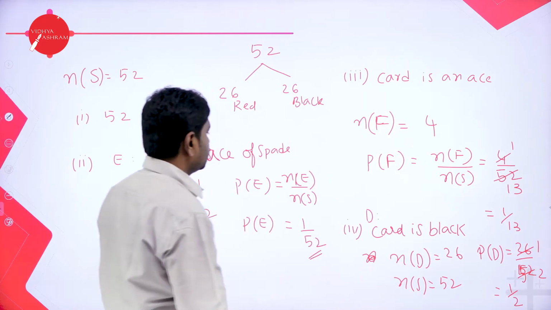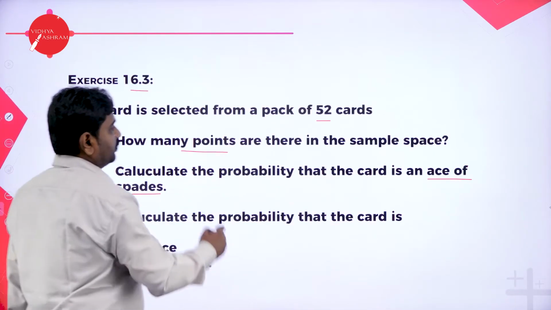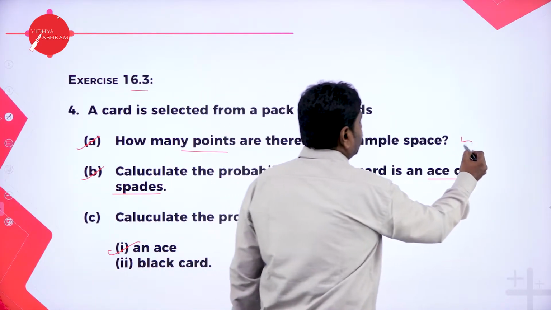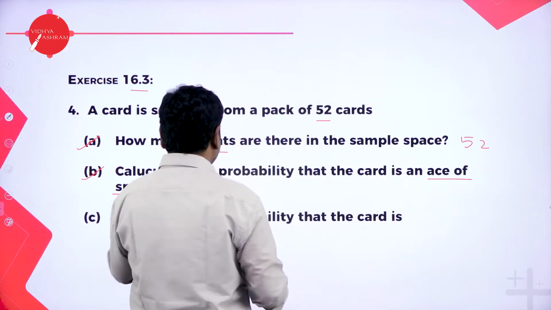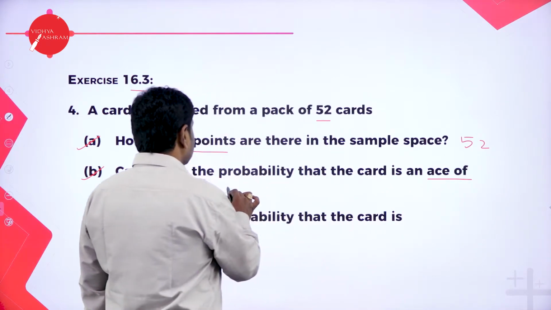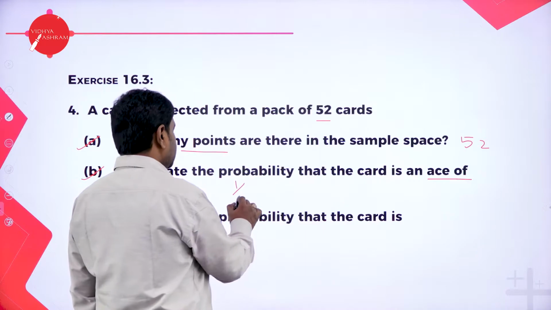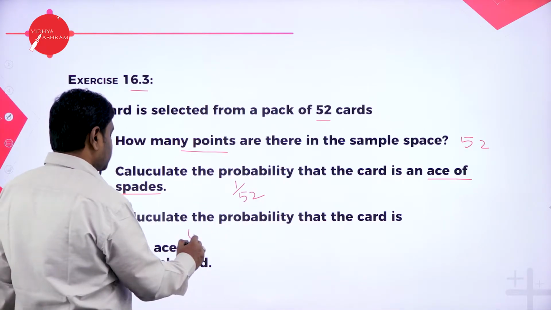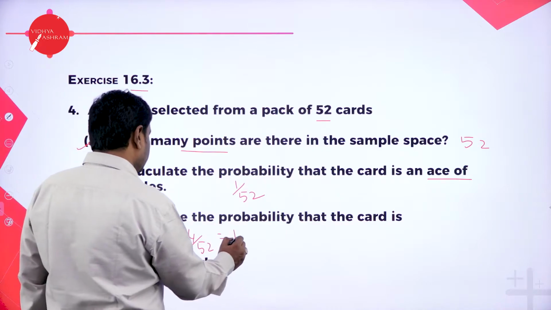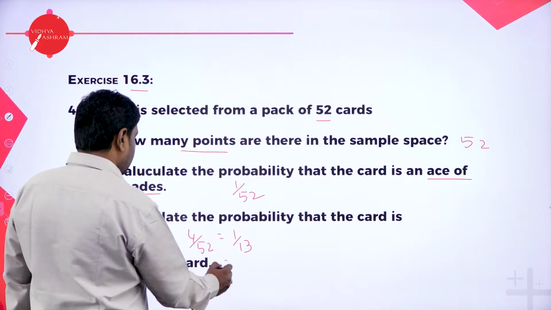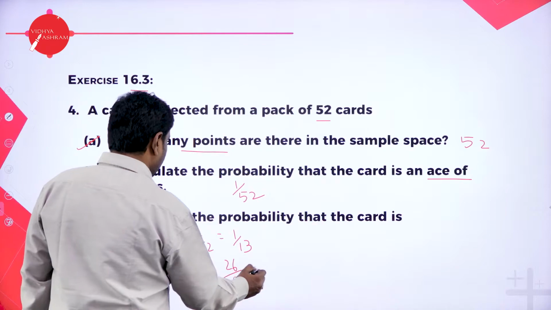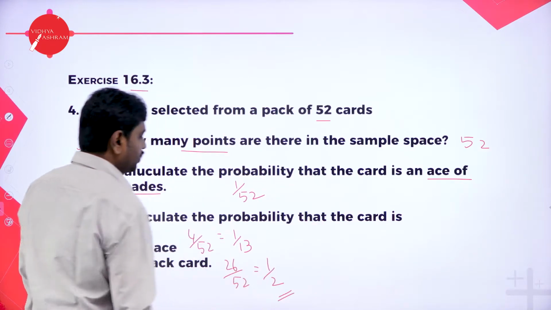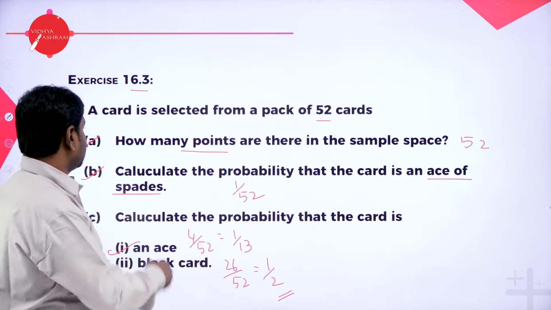Now we got answers for all the cases. How many sample points? We have 52 sample points. Second, the probability that the card is the ace of spades: only 1 card out of 52, so 1 by 52. Third, an ace: we have 4 aces out of 52 cards, 4 by 52 is 1 by 13. Last one, black card: 26 out of 52, so the probability is 1 by 2 or 0.5. This is the probability of all the cases.